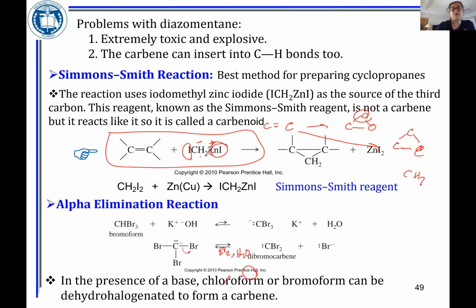So this iodomethyl zinc iodide is going to provide the CH2 to come in and form the triangle or cyclopropane. Whatever is attached to these groups is going to stay. So it doesn't have to be a simple cyclopropane. It could be a long branch, but you are making a cyclic system in there.